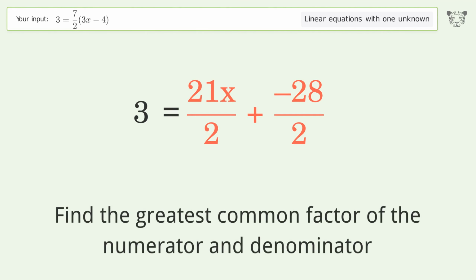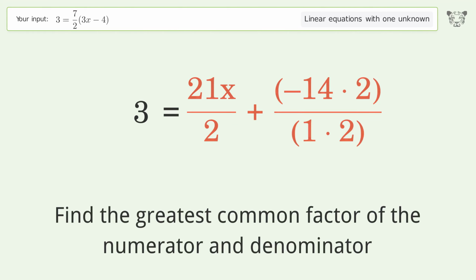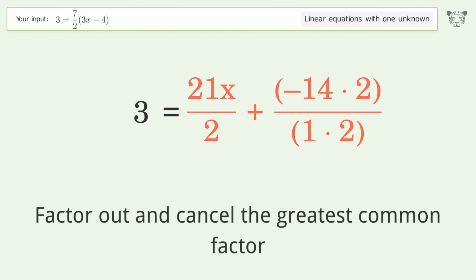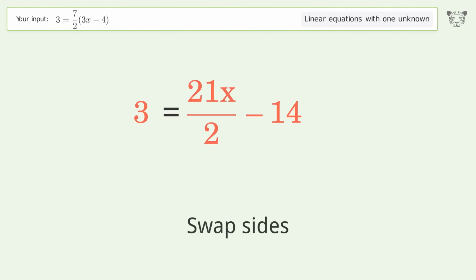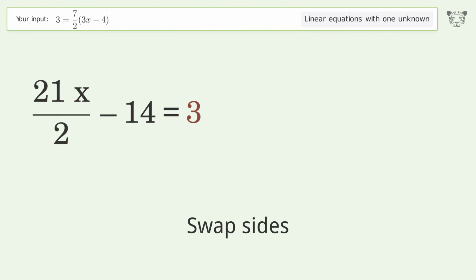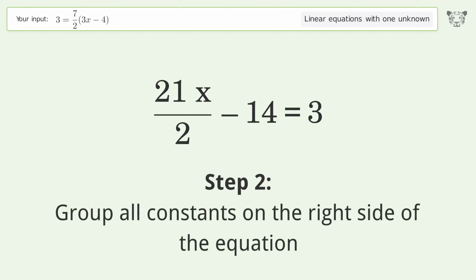Find the greatest common factor of the numerator and denominator. Factor out and cancel the greatest common factor. Swap sides. Group all constants on the right side of the equation.